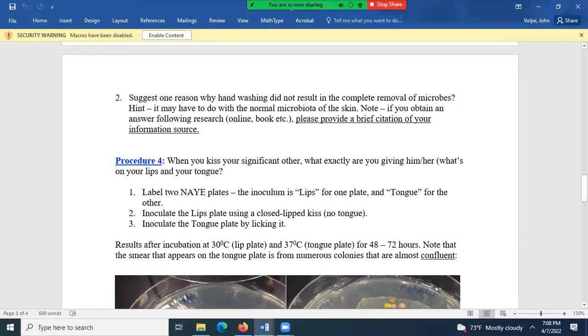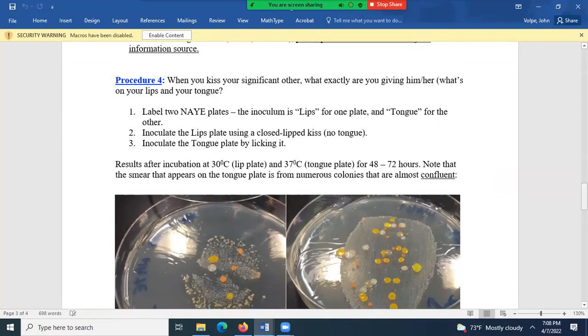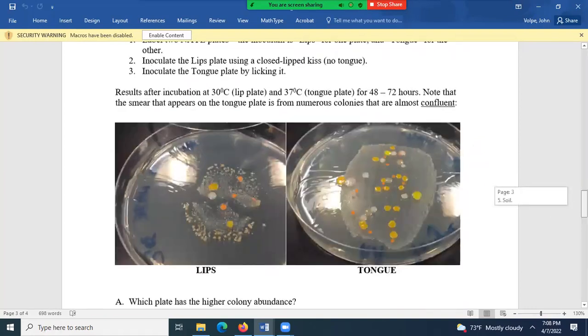Procedure 4, when you kiss your significant other, what are you giving him or her? Meaning what's on your tongue and your lips? So it looks like that's French kissing. When you look at this picture, this is the microbes from somebody's lips, the bottom lip and the top lip. And this is the microbe from a tongue. They press their tongue against the plate here. And they must have a long tongue or they really put out their tongue far.